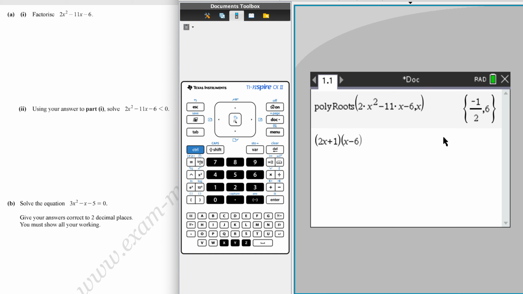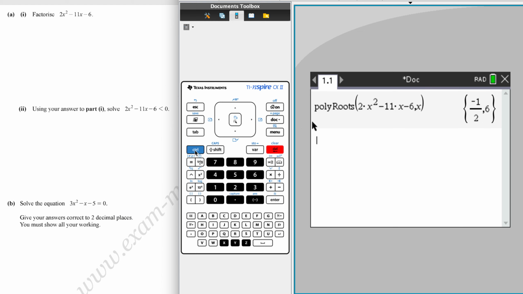Okay. Next, use your answer in part 1. Solve these inequalities, which is less than 0. So use the answer, and from here we know the value is negative half and 6. These are the roots, meaning this is where it crosses the x-axis, or the x-intercept. Okay, we're going to graph this.